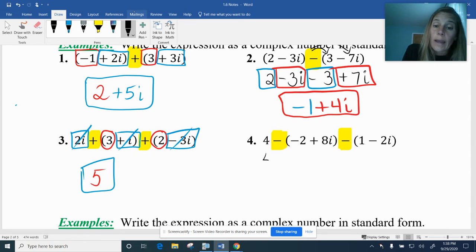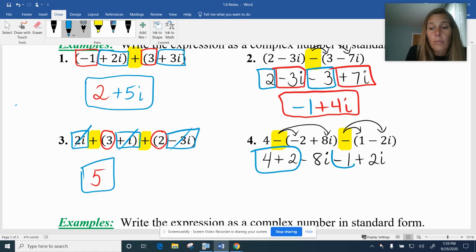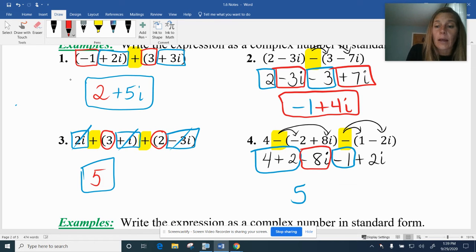Okay, number 4. So I have this 4 in the front, but then I'm subtracting a negative 2, which really means I'm adding 2. Then I'm subtracting this 8i. Then I'm subtracting a 1, and then I'm subtracting a negative 2i, which means I'm really adding that 2i. Then I want to combine my like terms. So 4 and 2 is 6, minus 1 is 5. And then I look at my imaginary numbers here, and I have negative 8i and positive 2i, which would give me negative 6i.